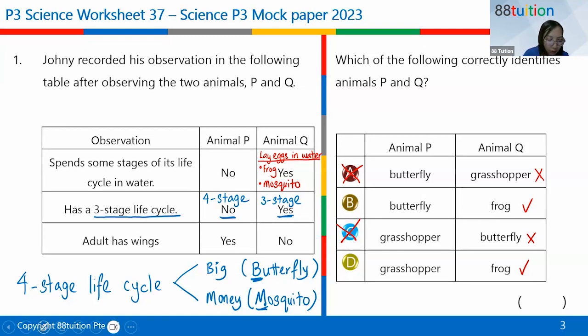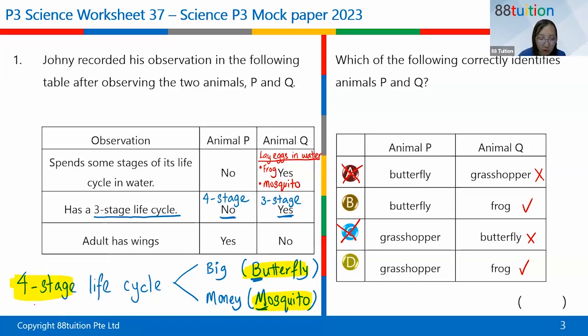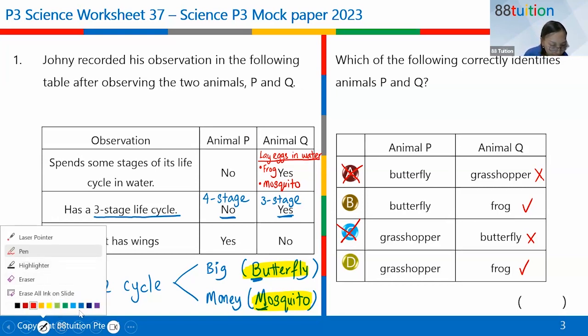So butterfly and mosquito 4 stage. Please remember this. All right, so I'm going to highlight 4 stage. So it's butterfly and mosquito. You must know this. Big money. Butterfly, mosquito. All right, these 2 are in your PSLE syllabus, primary 6 syllabus. Yes, primary 6 syllabus, you'll be tested on this. Therefore, animal P has to be either butterfly or mosquito.